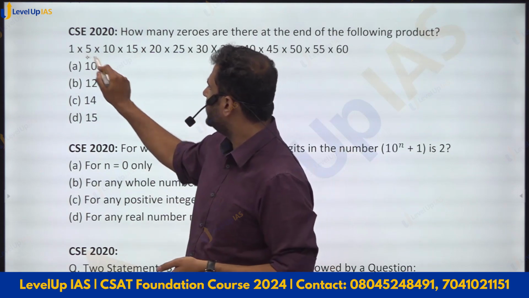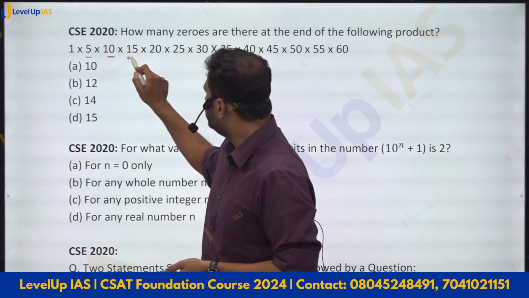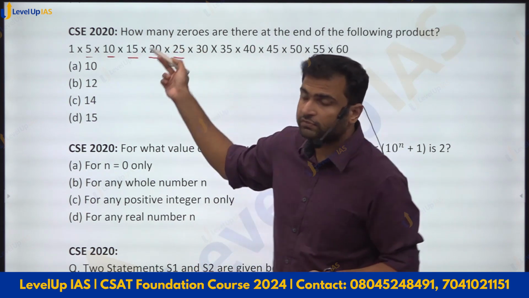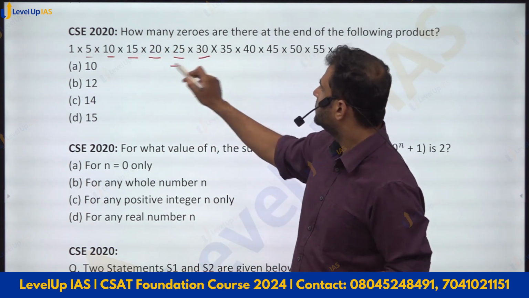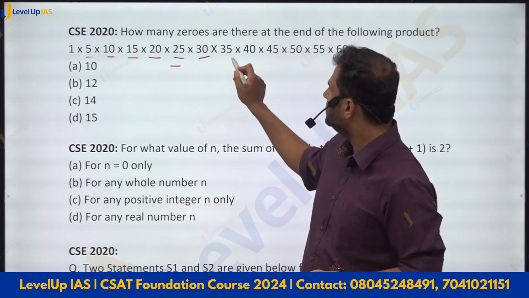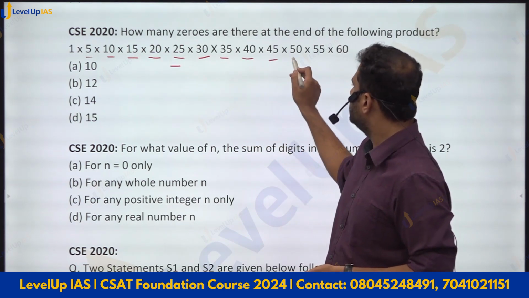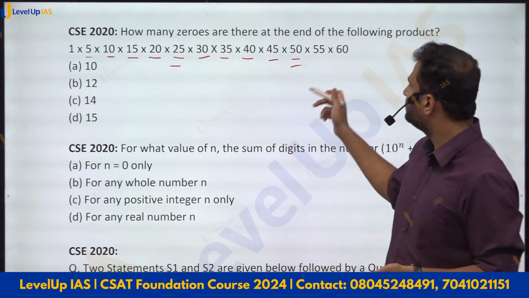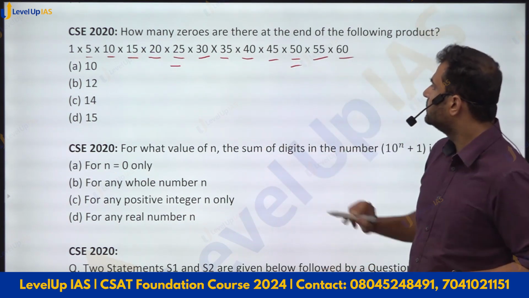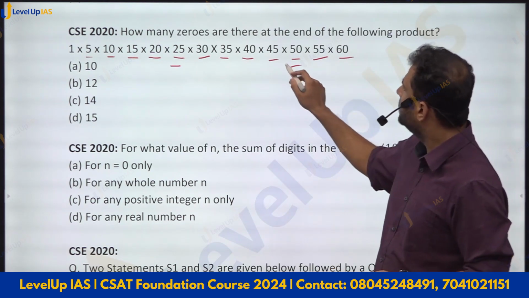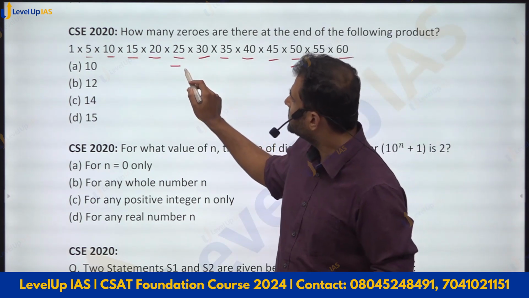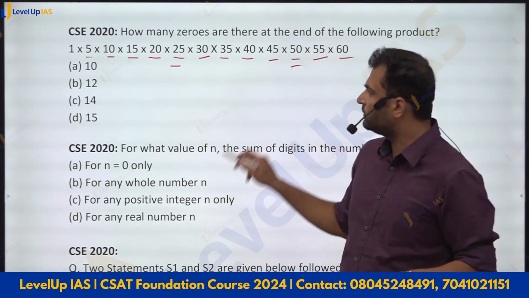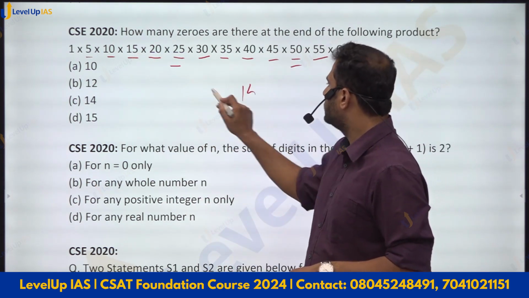5 appears 1, 2, 3, 4. Here it appears twice because 25 is 5 into 5. Then 6, 7, 8, 9, 10. Here again it appears twice because 50 is 25 into 2. So 1 and 1. How many times does 5 appear? 4 plus 4, 8, plus 6, 14 times. 5 appears 14 times.